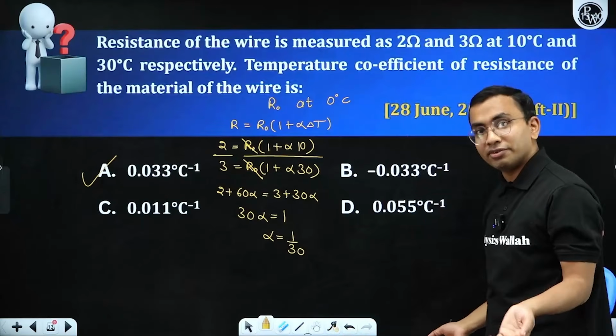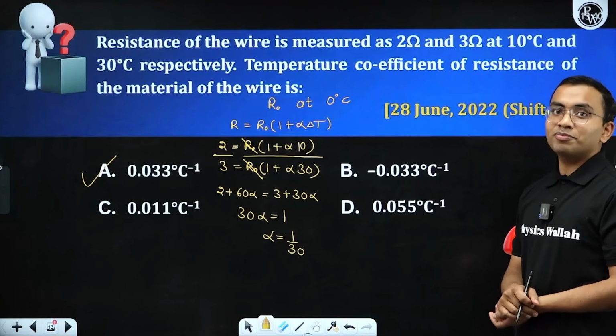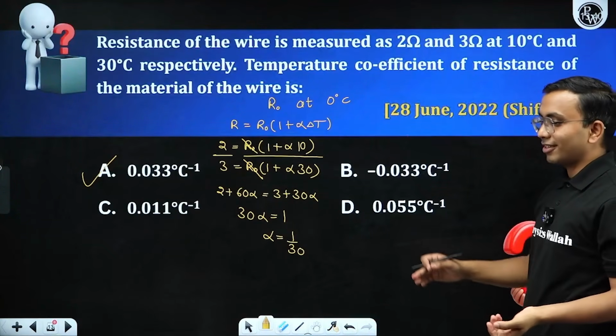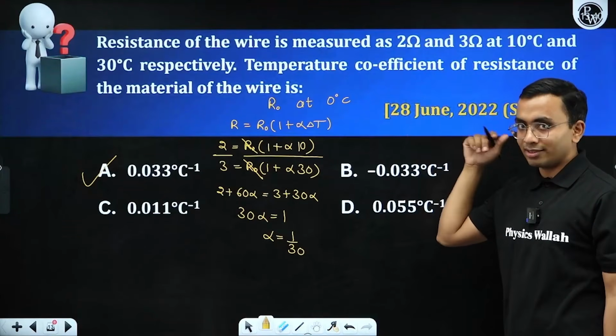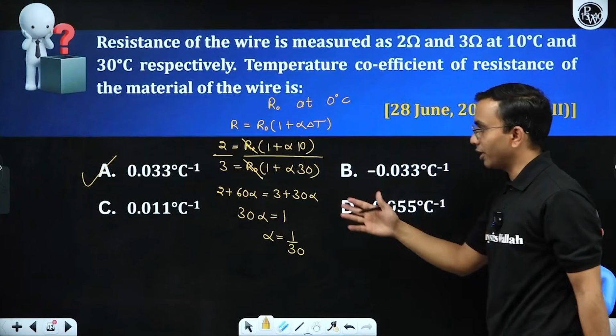Can alpha be negative? Yes, alpha can be negative. Alpha can be negative for semiconductors. There, as the temperature increases, the resistivity decreases. So there the alpha will be negative. Here we are having a positive alpha.